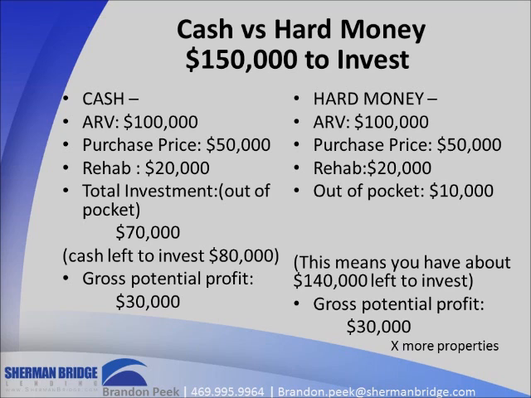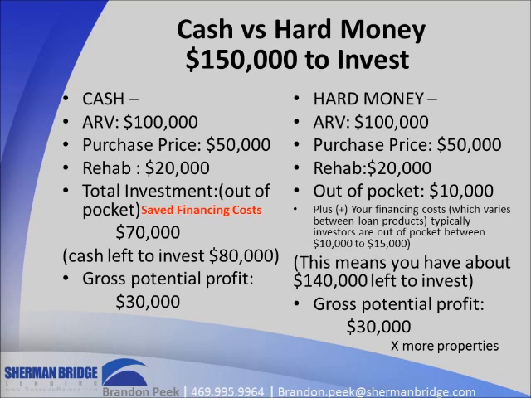Now on this cash versus hard money scenario, on the cash side, all you have really saved by paying all of the cash, the $70,000 total investment on this property, is the financing costs. Whereas on the hard money side, you paid the financing costs. And our typical investors are somewhere out of pocket between $10,000 and $15,000 per transaction.